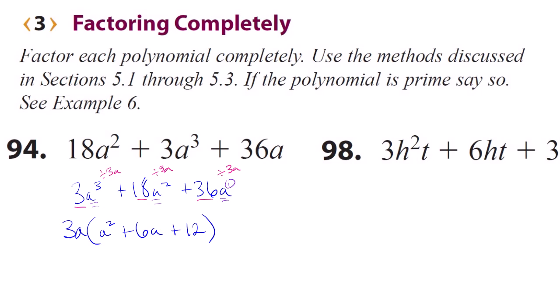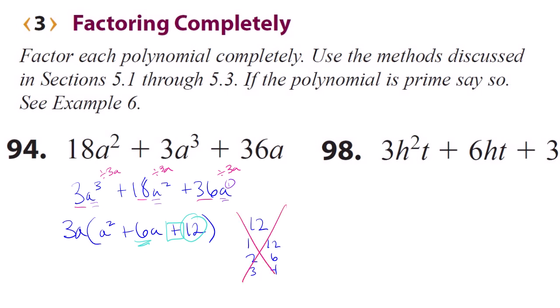So now we're looking for numbers we can multiply to get 12 that we can add to get 6, right? So let's think about the factors of 12. We did them earlier. 12 is 1 and 12, 2 and 6, 3 and 4, and that's it, right? So which of these can we add to get 6? Well, 1 plus 12 is 13. That doesn't work. 2 plus 6 is 8. That doesn't work. 3 plus 4 is 7. That doesn't work. And we're out of options, right?